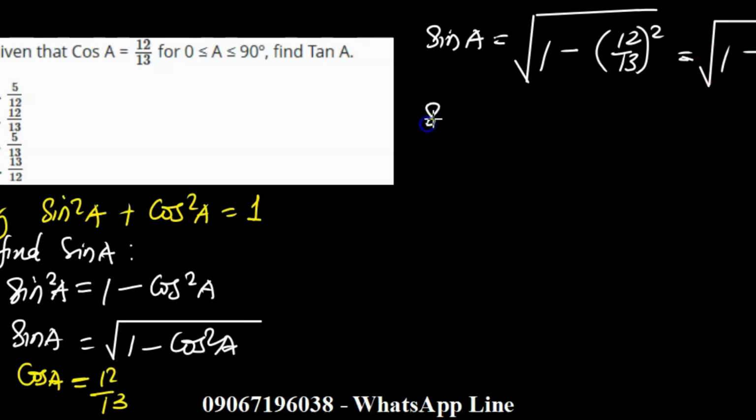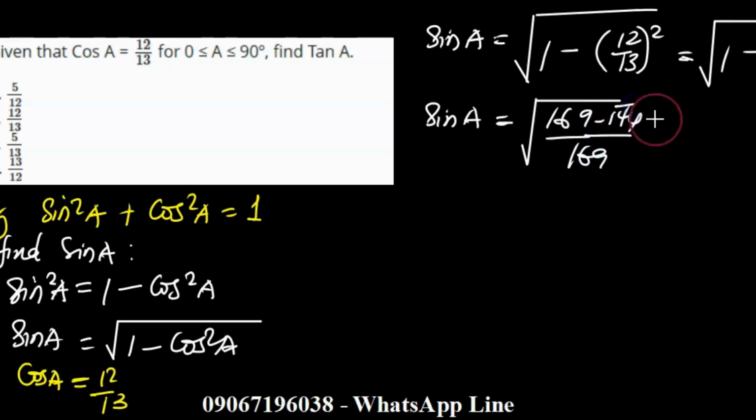So if I do that, sine A is going to give me the square root of 169 times 1, which is 169, minus 144, all divided by 169. Now this is the expression of that. If I move on from there, sine A is going to give me the square root of 25 divided by 169.